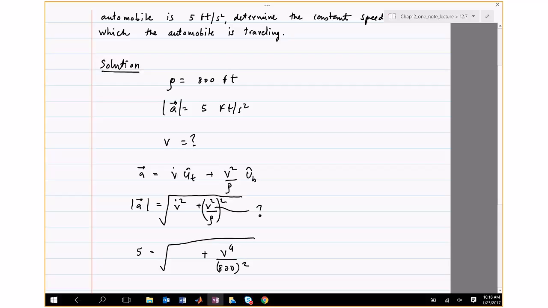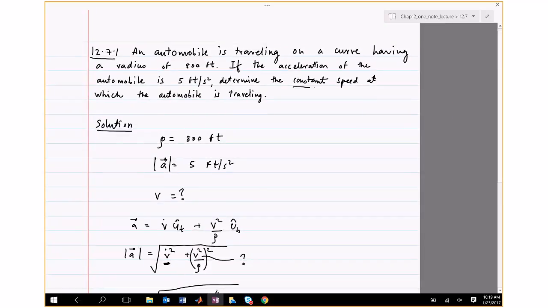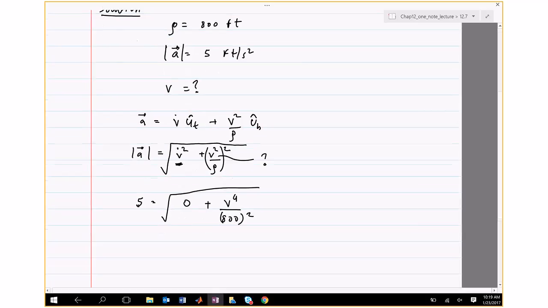What's V dot? Acceleration is 5, but I already wrote that down. What is V dot? It's 0. Why is it 0? It's because if you read this question carefully, it says find the constant speed. Okay, so the speed V is constant. It doesn't change with time. So V dot is 0. So you got to solve for V, and what I get is 8.66.